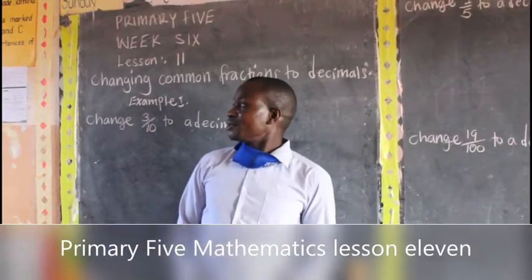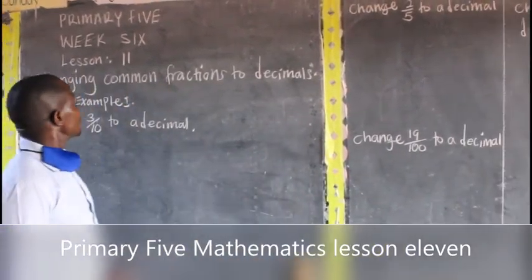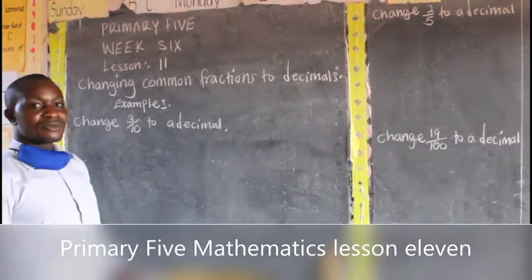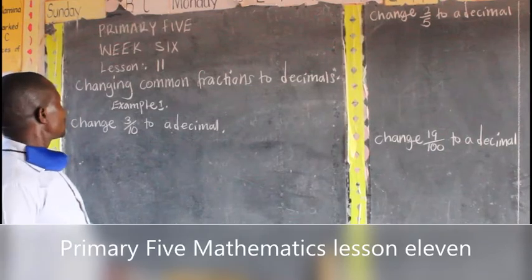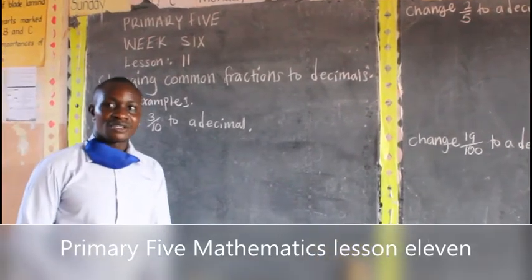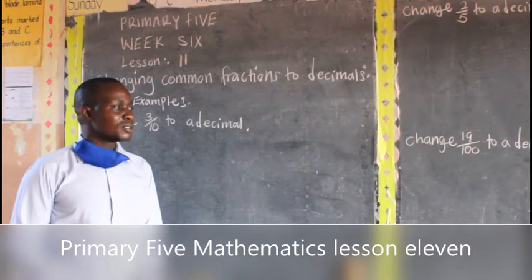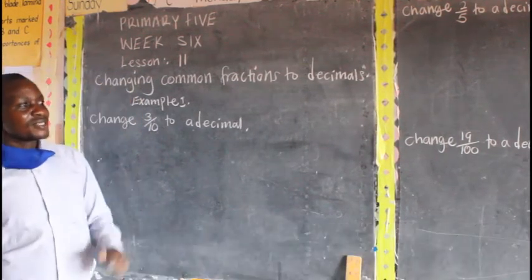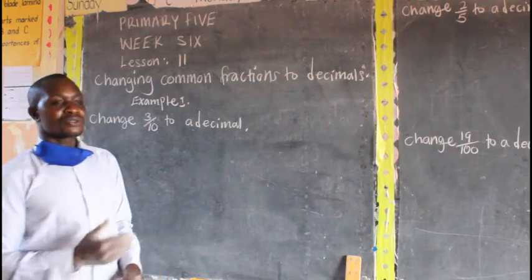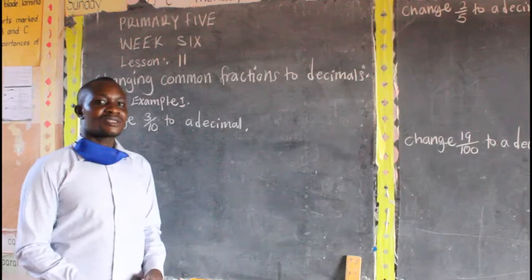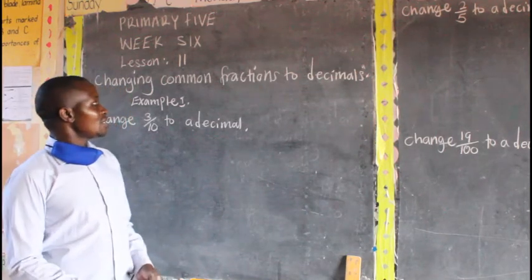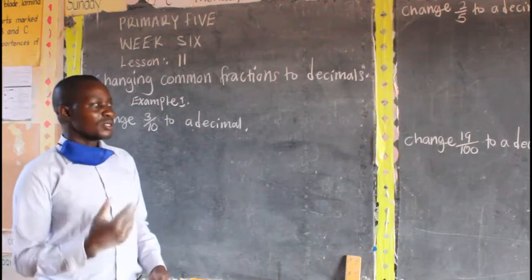And in week 6, we are beginning with lesson 11. In lesson 11, we are going to look at changing common fractions to decimals. In the previous lesson, we changed decimals to common fractions in their lowest terms. Now we are doing the vice versa. We are changing common fractions to decimals.